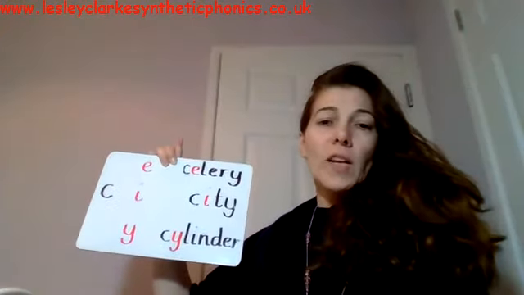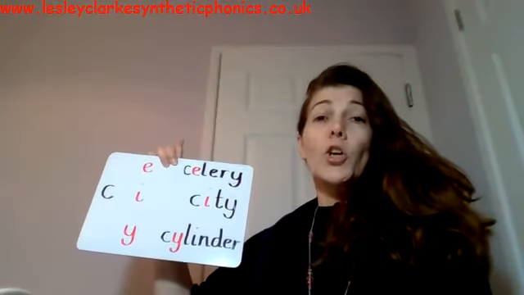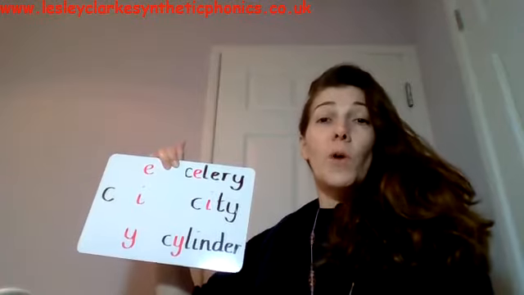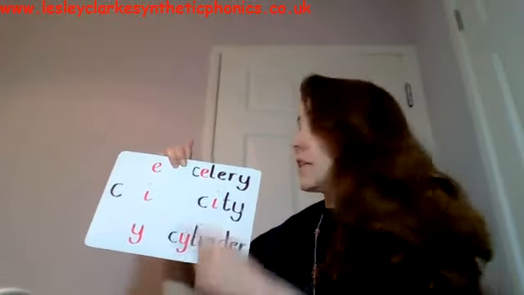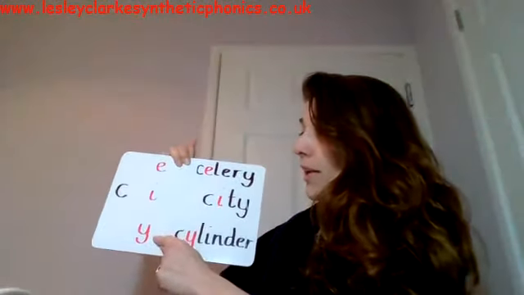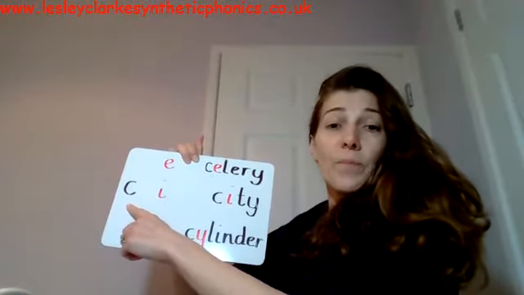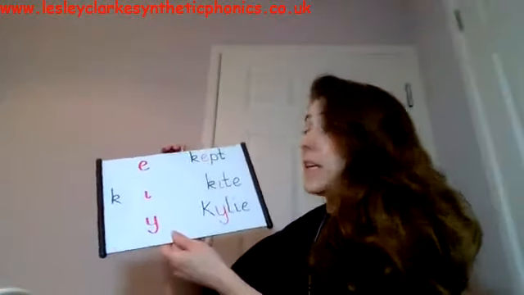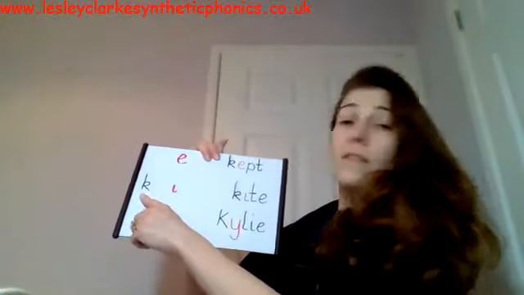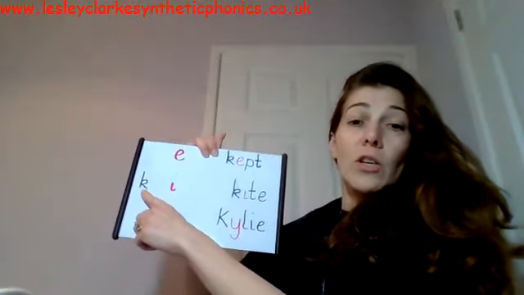So if children now want to write the K sound at the beginning of a word, if there is an E, I or a Y, it's not going to be a good idea to use the letter C, because if you use the letter C, it's going to be making S. So therefore, if you can hear a K sound before an E, I or a Y, it's the letter K that you're going to need to use.